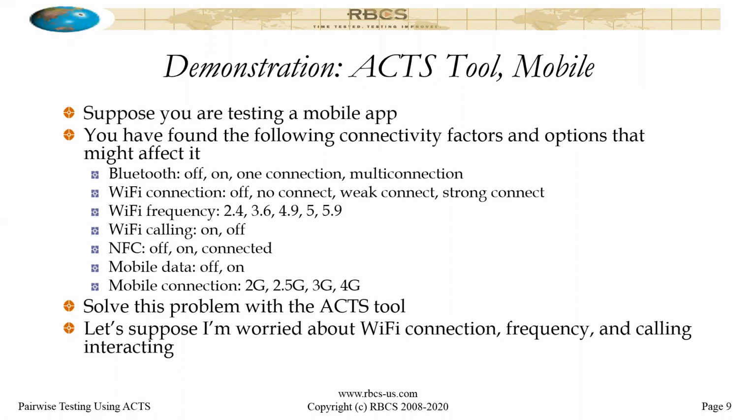So we look at, okay, what are all the different connectivity factors? Let's say for this particular system we're looking at, we've got Bluetooth, Wi-Fi connection, Wi-Fi frequency, Wi-Fi calling. So Wi-Fi calling being, well, let's switch a phone call to Wi-Fi if it needs to. As well as near field communication, mobile data, and mobile connection options. Okay. So you notice that this is pretty complicated. We got 2, 4, 7 factors and a number of different options per factor in some cases. So this could really kind of blow up in trying to attack this brute force.